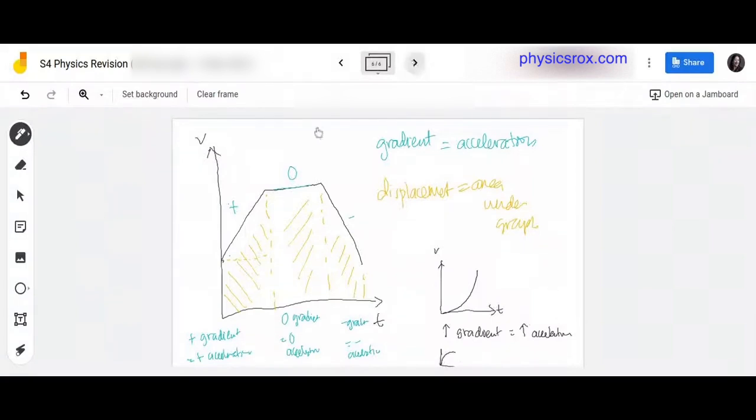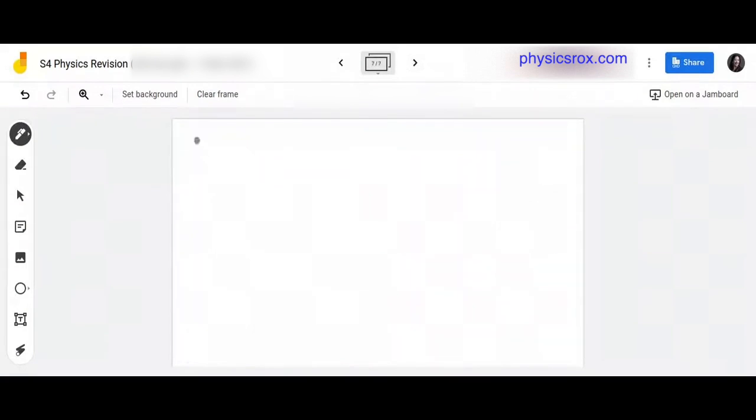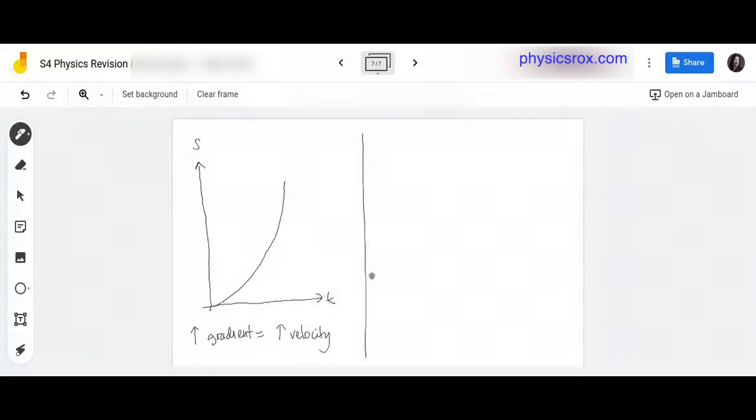If I go to slide number 7, same application for the other slide. If it's a displacement time graph and you have an increasing gradient, this means increasing velocity. Anytime you want to interpret, first thing first, always look at what's on the y and x axis. Let's say next time you get a question that gives us a displacement time graph, whatever the shape is.